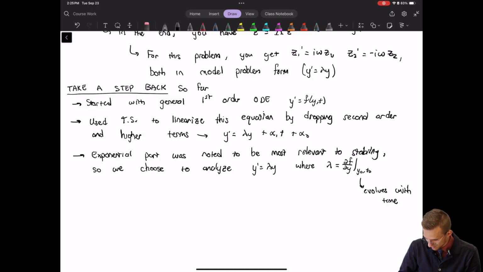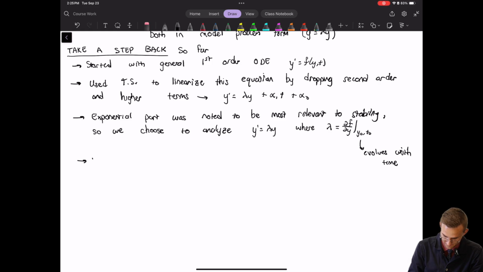So what we're about to jump into is a way of coming up with stability criteria, and it could be that the lambda based on your initial condition is one thing, and then later in time it is a different value, which could lead to unstable behavior. So that's one thing to keep in mind.